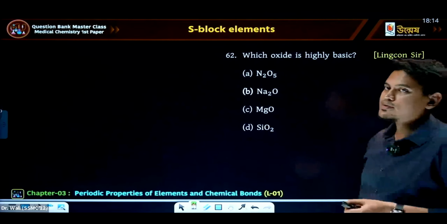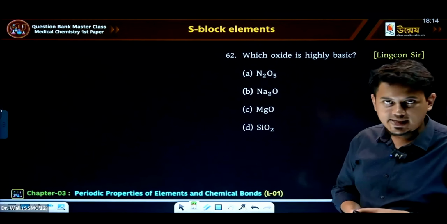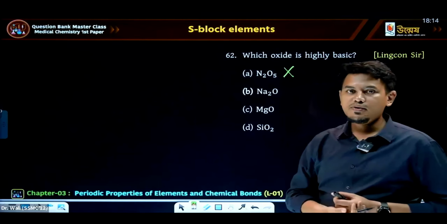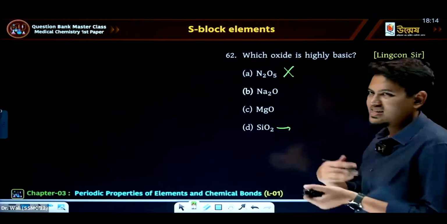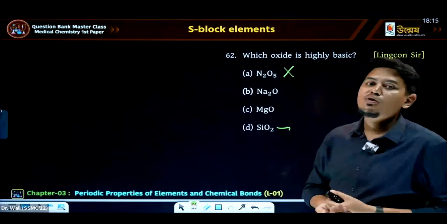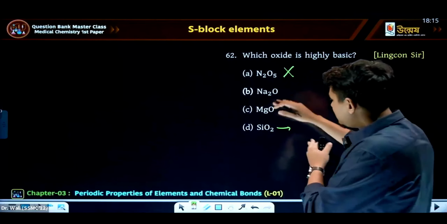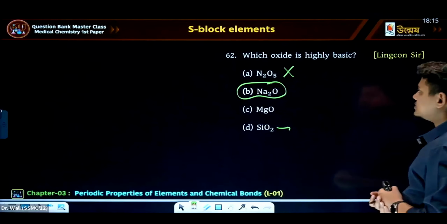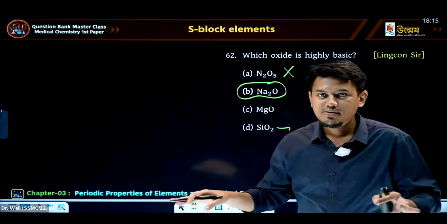Which oxide is highly basic? We know that metallic oxides are basic and non-metallic oxides are acidic. Here, N2O5 will not be an answer because it is a non-metallic oxide. Silicon dioxide is actually slightly acidic in nature. Magnesium oxide and sodium oxide, which one is the correct answer? Actually, in between these two, sodium oxide is highly basic because it has the higher potential to ionize.